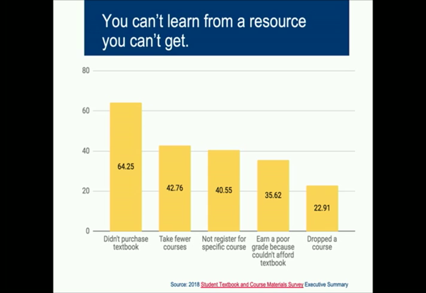So you can see that some students didn't bother to purchase the textbook because it was too expensive. Some, because of that textbook cost, may have to take fewer courses, or they may not register for a specific course because of that cost. Some can't get the textbook, and so their grade suffers as a result, and then others have dropped. So we know that this increase in textbook costs over the years has really dramatically affected students and their ability to get the education that they want and that they need. Let's go ahead and go to the next slide.